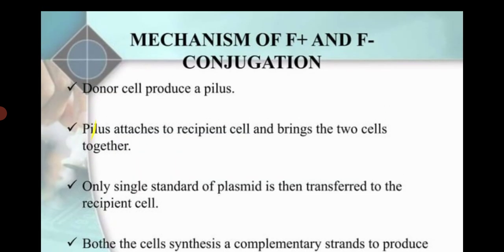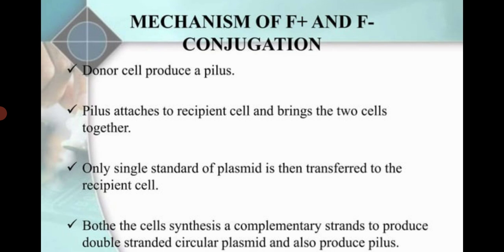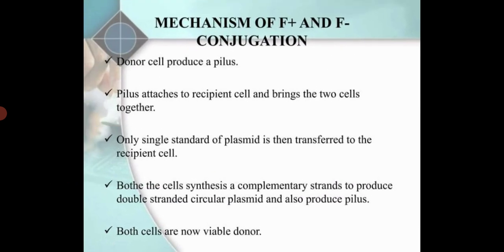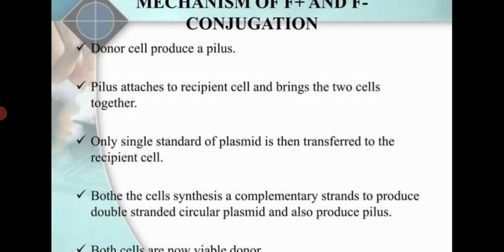The mechanism of F plus and F minus conjugation. In a conjugation, one cell acts as a donor or male, while another acts as a recipient or female. Maleness in bacteria is due to the presence of a transmissible extrachromosomal genetic element termed a plasmid, and this plasmid is called a sex factor, or F factor, or fertility factor.